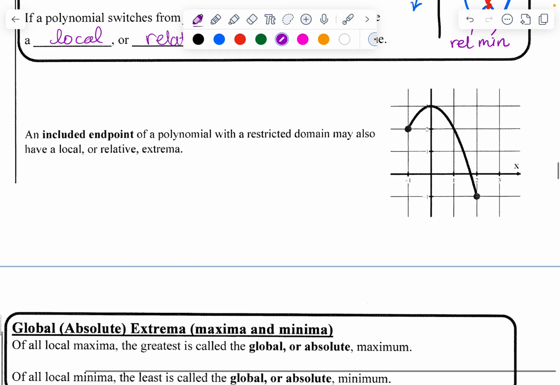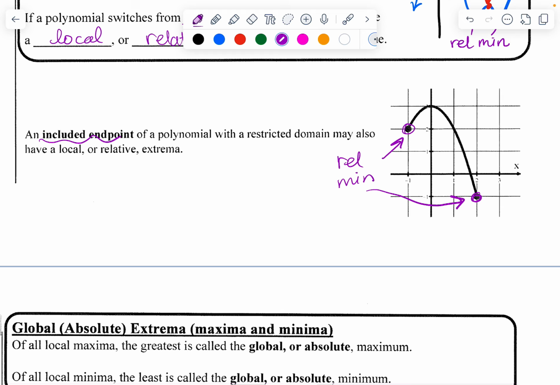Okay, so an included endpoint. Here we can see this doesn't go forever. We have an included endpoint here and here. A polynomial with restricted domain may also have a local or relative extrema. Here's what that means. Just like we have local maximums or local minimums, as long as it's the lowest point, this is also a relative minimum because in that region it's the lowest point, as well as this one. And this is still a relative maximum because it's the highest point in that area.